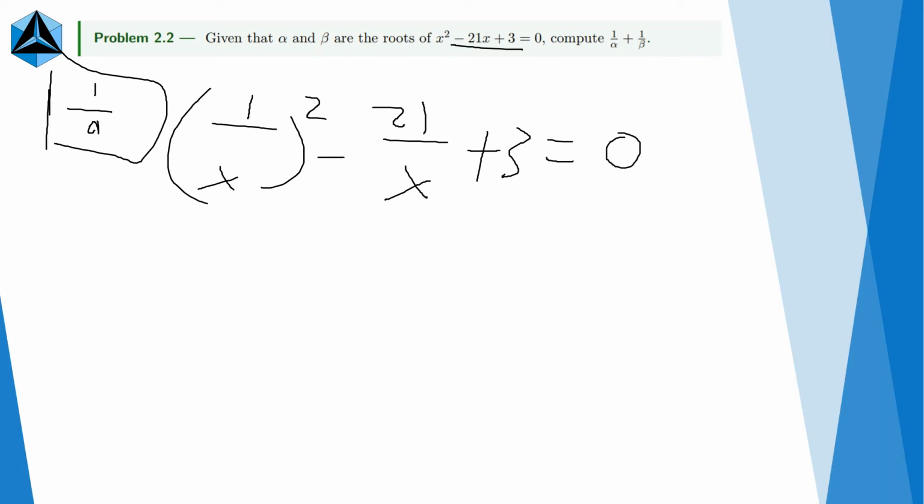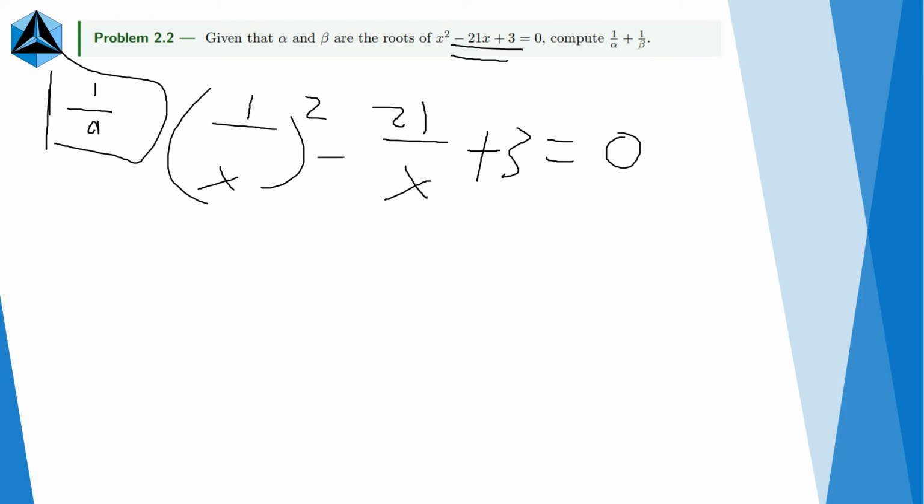Now, it's pretty obvious that 1 over alpha and 1 over beta are roots to this, because if we plug that in, then we get alpha squared minus 21 alpha plus 3, which is what we have up here again. So this is the polynomial we're going to work with now.